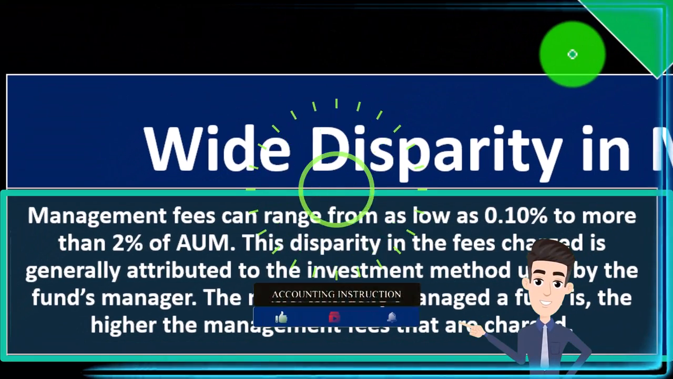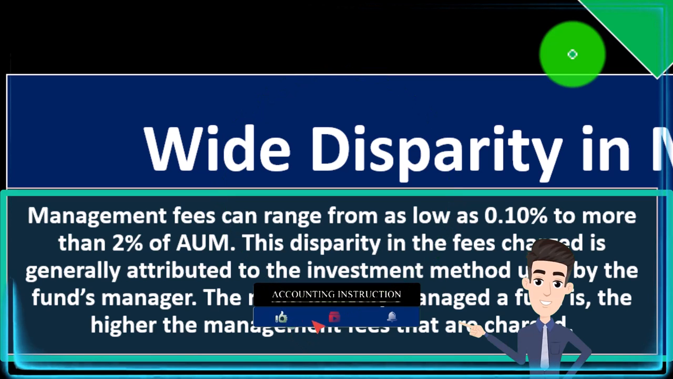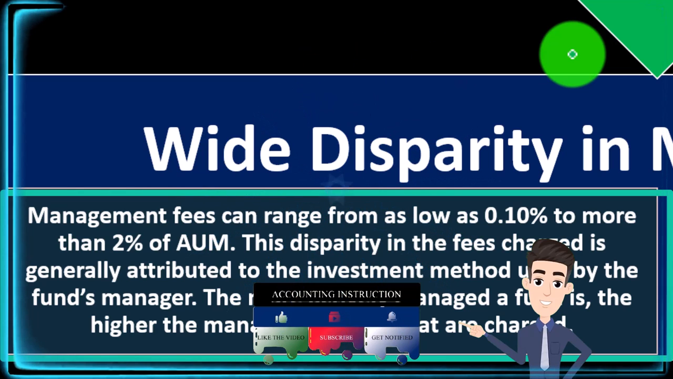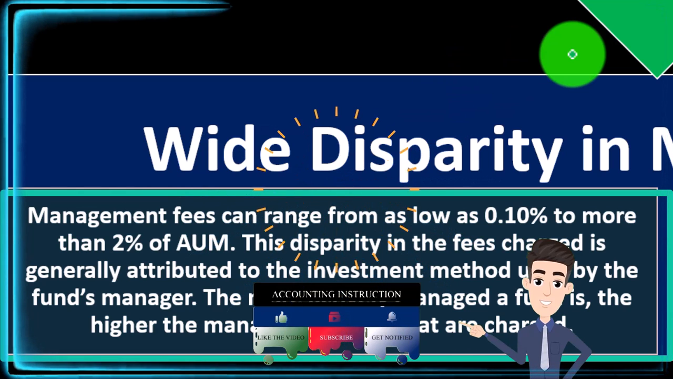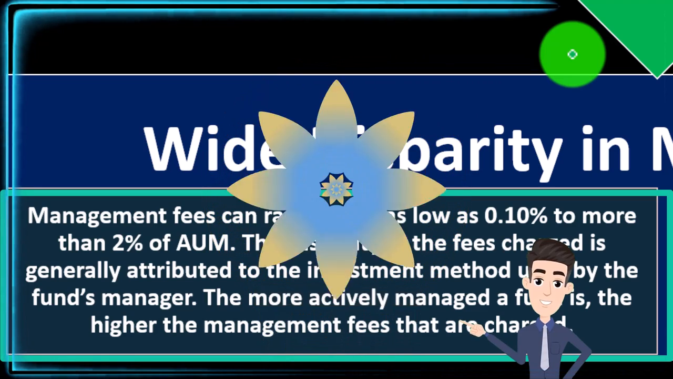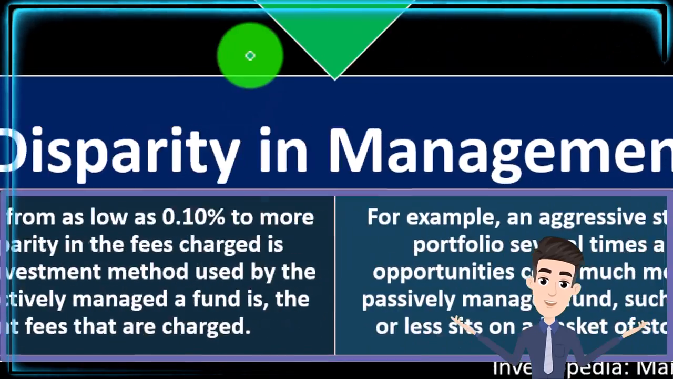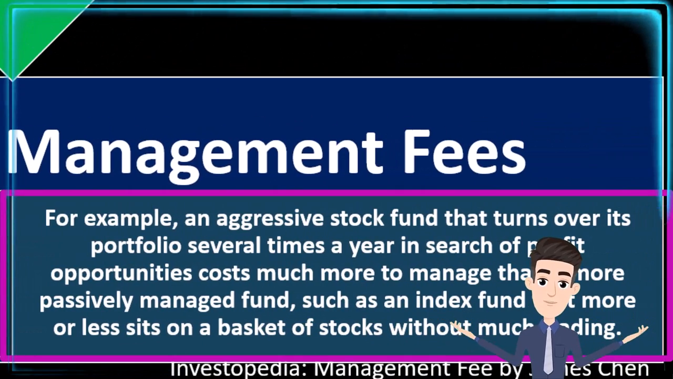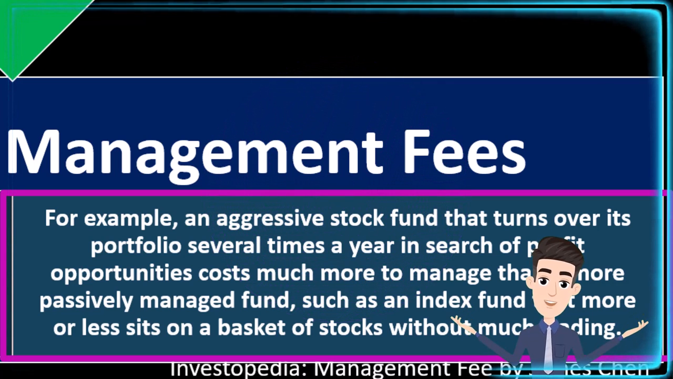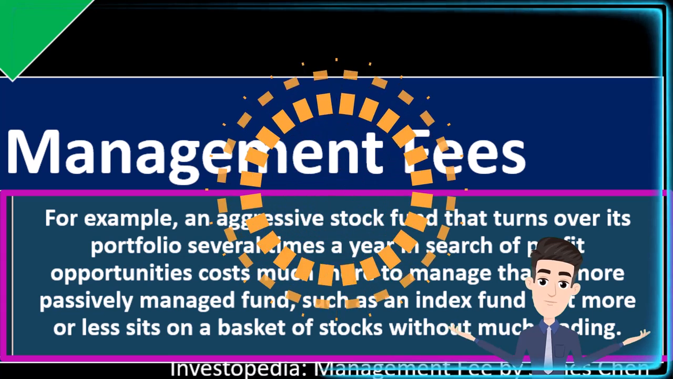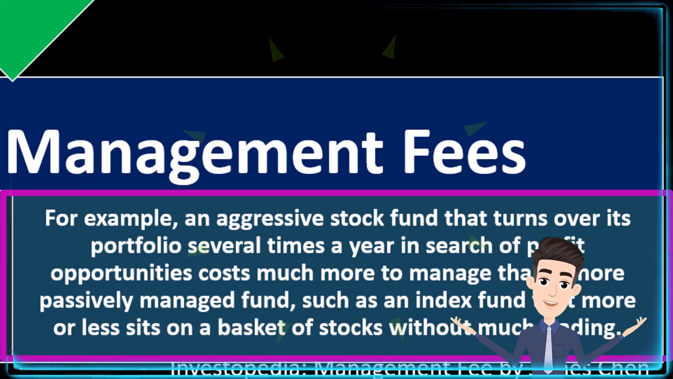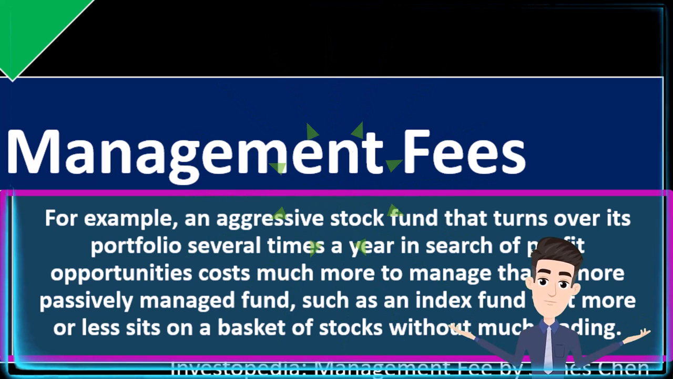Wide disparity in management fees. Management fees can range from as low as 0.10% to more than 2% of AUM. This disparity in the fees charged is generally attributed to the investment method used by the fund's manager. The more actively managed a fund, the higher the management fees that are charged. For example, an aggressive stock fund that turns over its portfolio several times a year in search of profit opportunity costs much more to manage than a more passively managed fund, such as an index fund that more or less sits on a basket of stocks without much trading.